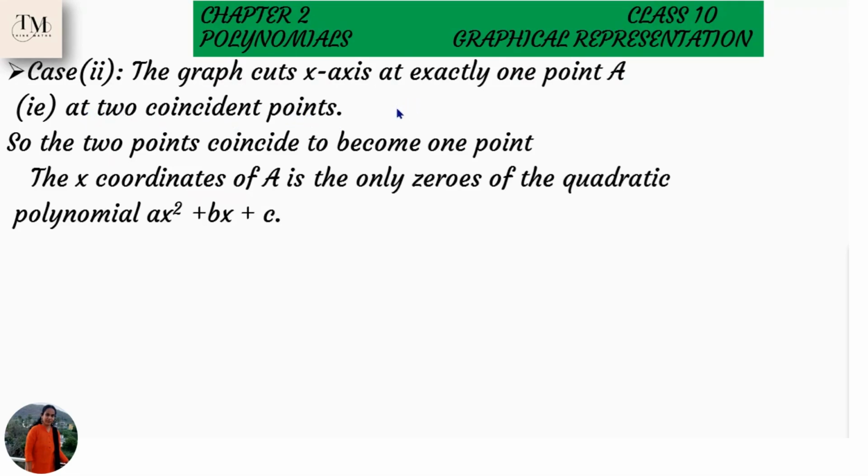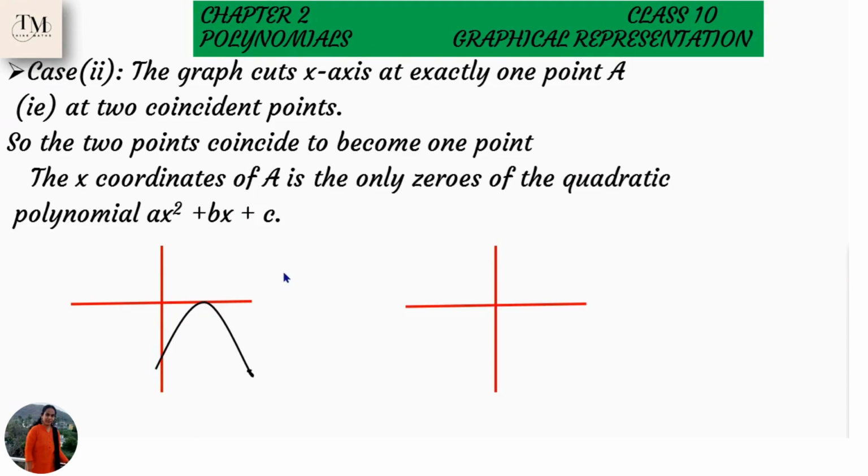So in the last case, we got 2 points. Those 2 points will coincide and become 1 point. So then we will get only 1 zero. This type of graph meets the x-axis at only 1 point. In the same way, we will get it opening upwards. So here the graph meets at only 1 point. So this is the only zero of the quadratic polynomial.